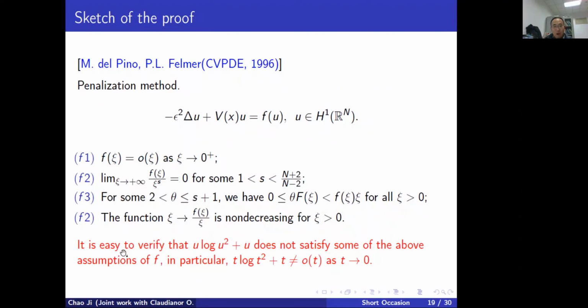But for our problem, the nonlinear term is u times log u squared plus u. This function does not satisfy this assumption. You can compute it directly. t times log t squared plus t, divided by t. As t goes to 0, this limit is minus infinity. So how to use this method? How to use the penalization method?